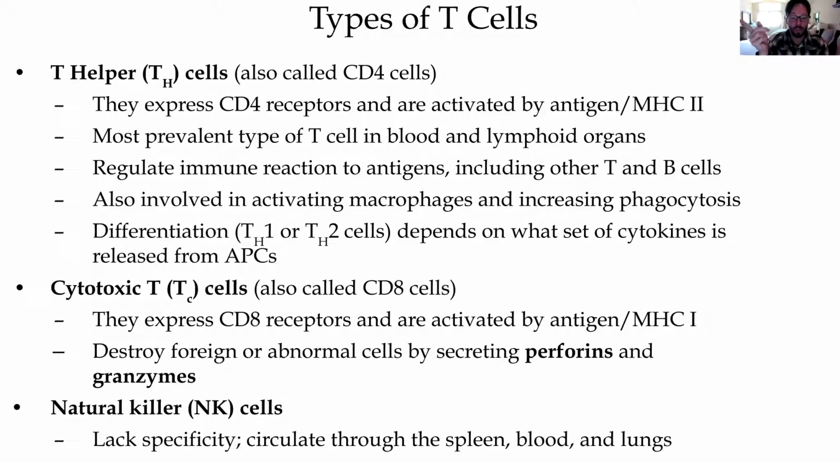Then also remember, we said that there was another type of lymphocyte called a natural killer cell that was not third line. It's second line defense, right? Because it doesn't have specificity, but it is derived from the same lineage as these T cells and these B cells.